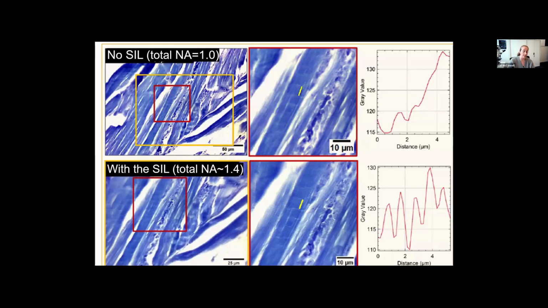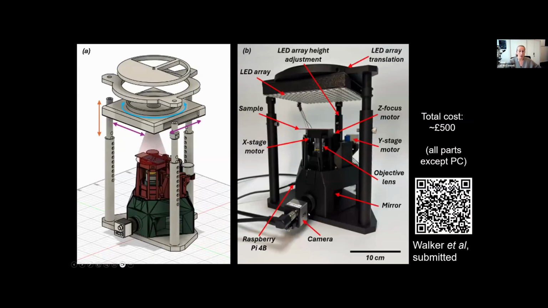So here's the SIL applied to one of our samples. This is a section of mouse paw, and you can see through our region of interest here, as we look across striated muscles, the striations are not visible without the SIL, and with the SIL, they are.